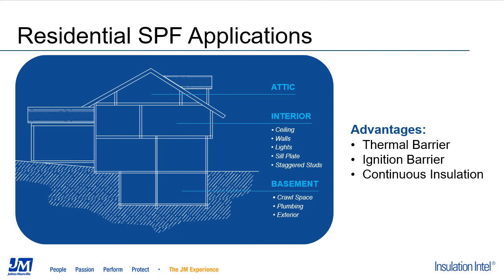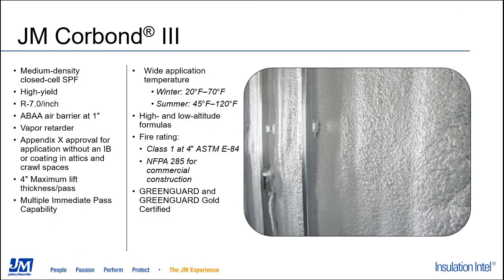The first closed cell product that I want to talk about is our Johns Manville Corebond 3. This is one of our closed cell products that has a high yield, a great sprayability, and a wide application temperature window. Additionally, our Corebond 3 product has the capability to use multiple immediate passes in order to expedite the installation. What this means is that you can spray one pass on top of the other without wait time in between and still have a safe and easy installation.